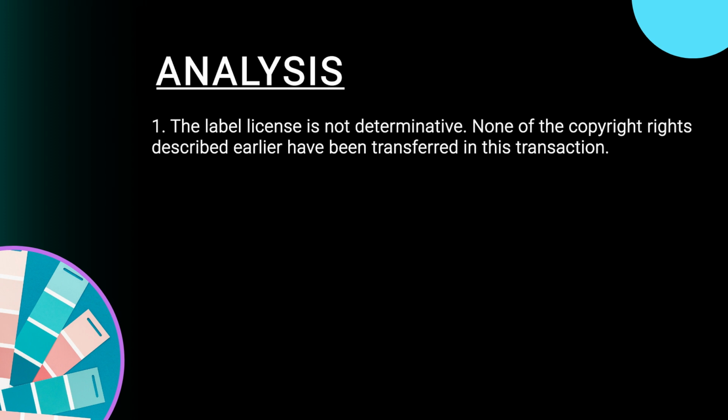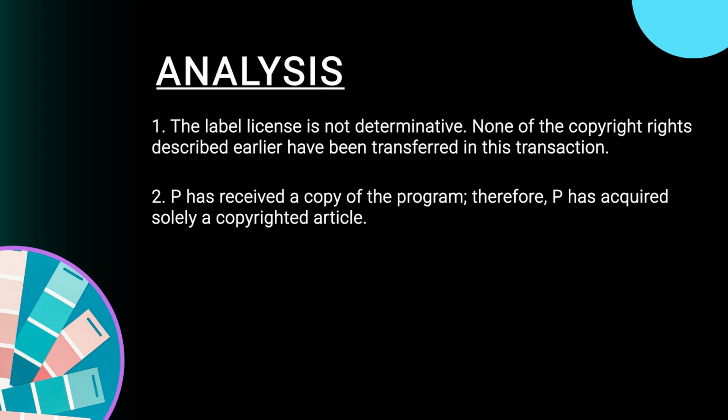As you can see in the example, it says that the purchaser of the computer program cannot decompile. They cannot do any reverse engineering. Basically, they cannot do anything other than owning the software and using it for their purposes. So when you look into the fact, let's say Paul from Germany has received a copy of the computer program. Therefore, Paul has acquired solely a copyrighted article. Why is it a copyrighted article? Because it's put in a tangible medium such as a disk.